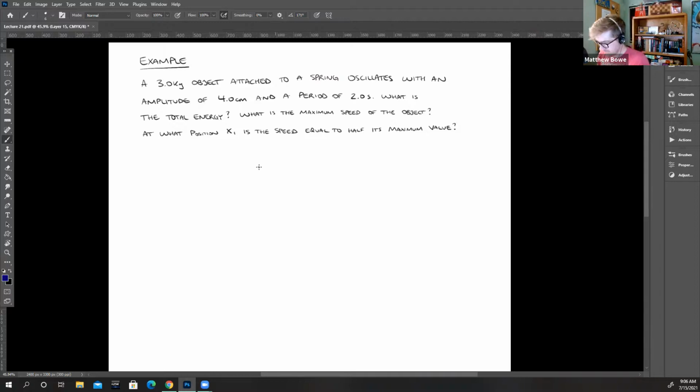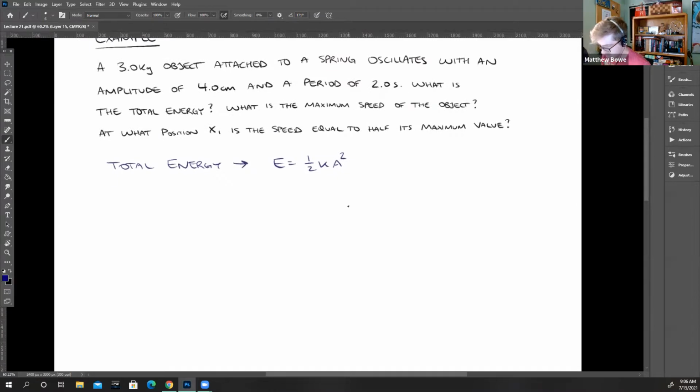All right, so starting out, we can do the total energy. We know an equation for this. It says E is related to a spring constant and an amplitude squared. Are we given a spring constant? Not quite, but we have enough to find it.